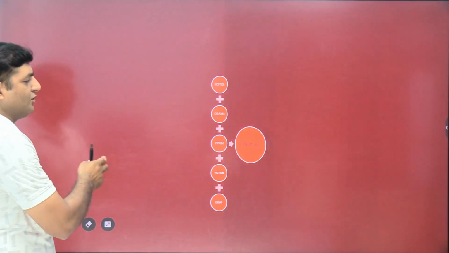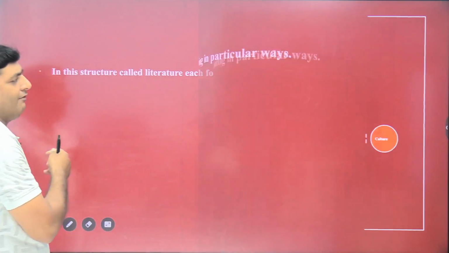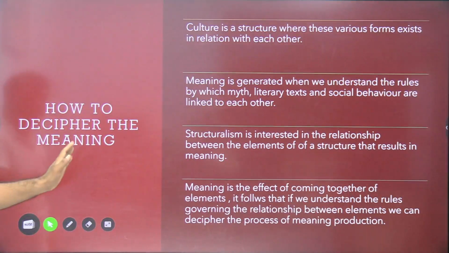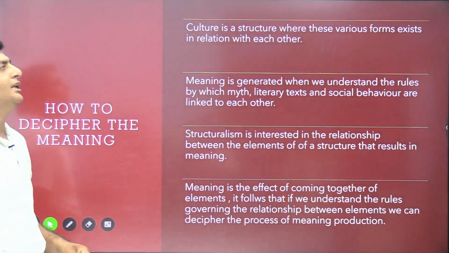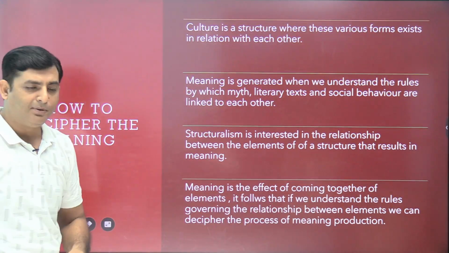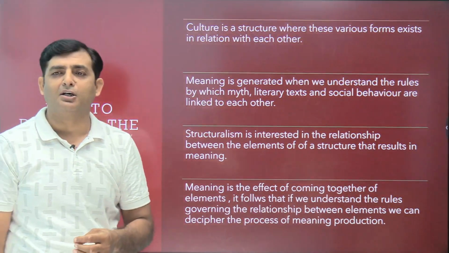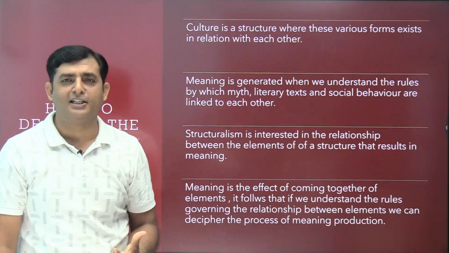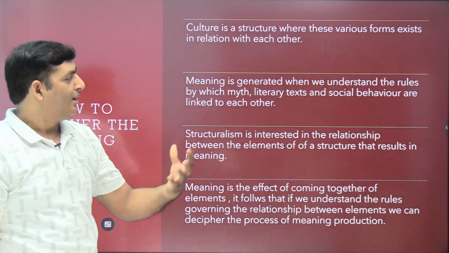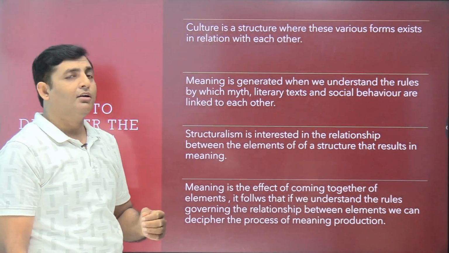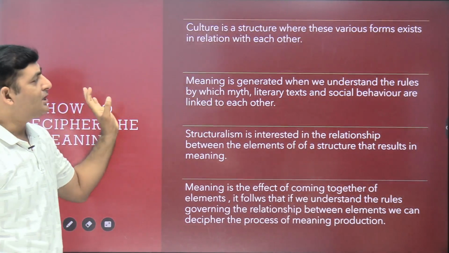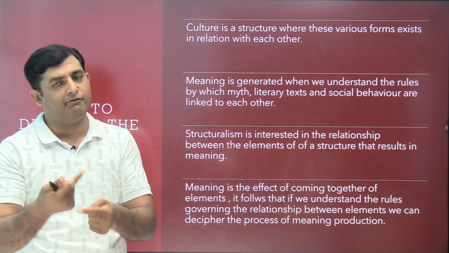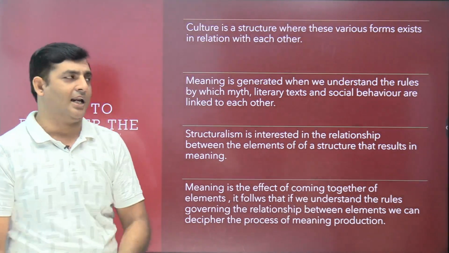Poem is a part of literature, and literature is a part of culture, right? Literature is a part of culture, and how to decipher the meaning? This is the very essence of all literary theories: how to decipher, what to decipher, and how to decipher. Culture is a structure where these various forms exist in relation to each other, the various forms that we discussed in the previous slide.